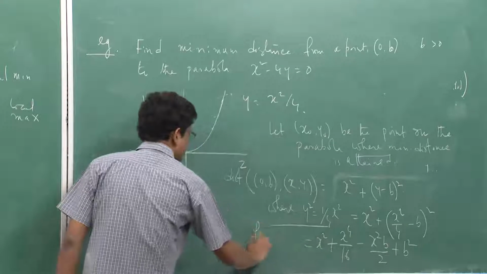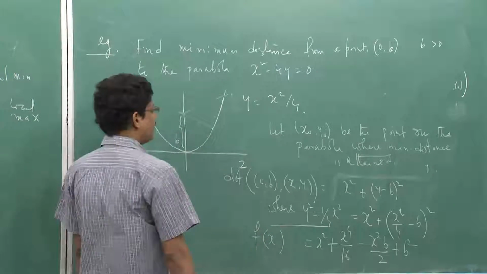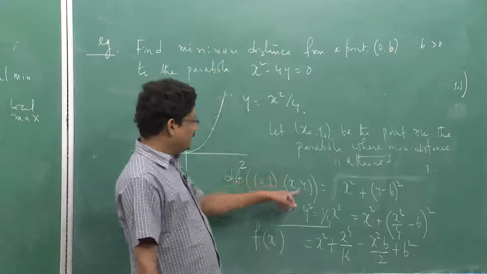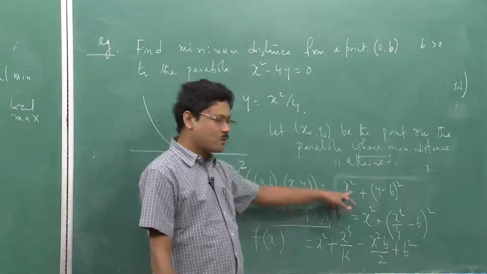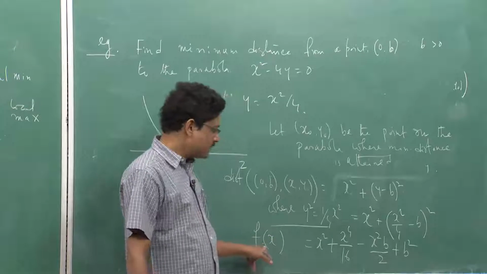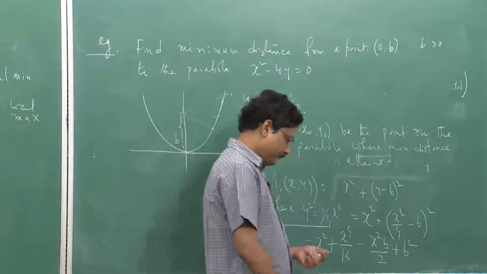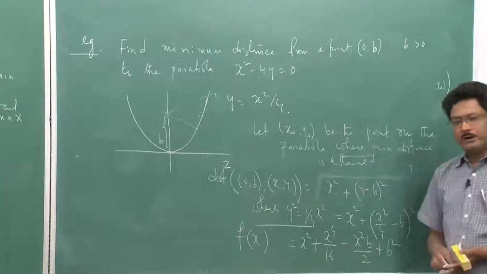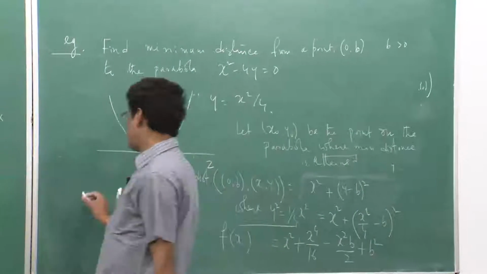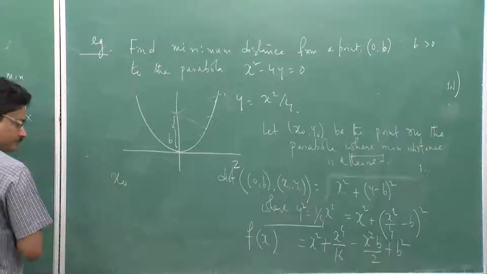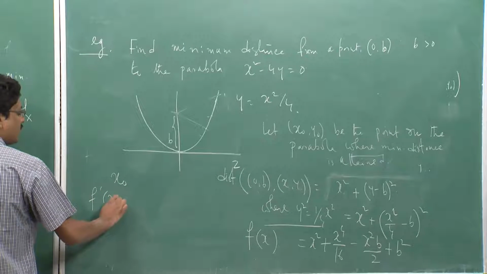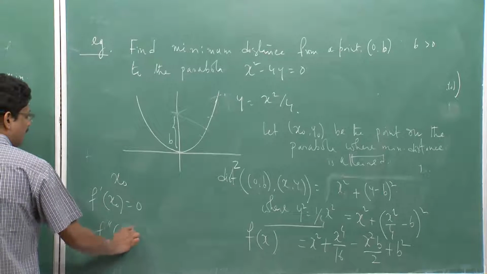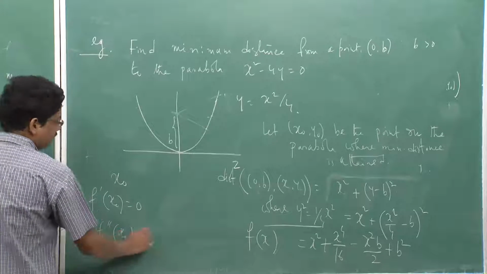So, this is a function of x only. So, you now see you have reduced the problem of minimizing a function of 2 variables x, y to minimizing a function of x only. I want you to complete this yourself, because now you have to find a point x0 such that f prime of x0 equals 0 and f double prime of x0 is greater than 0.